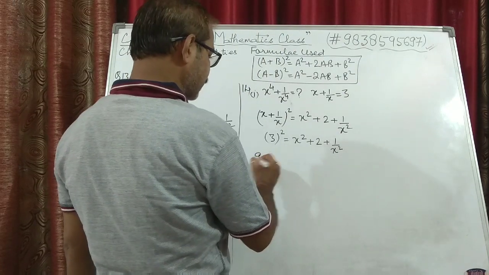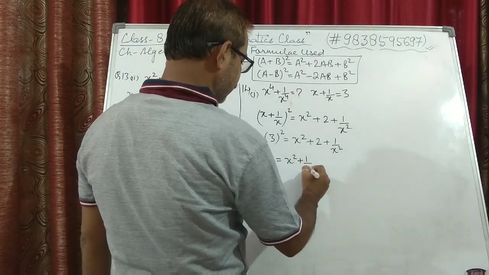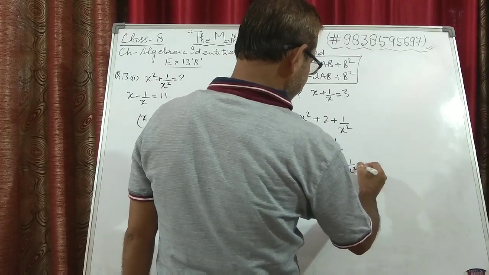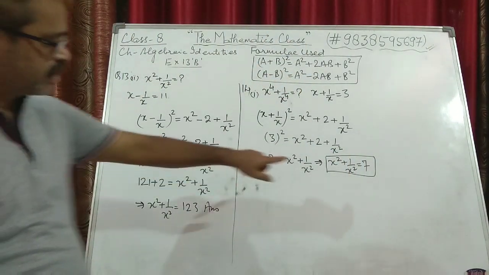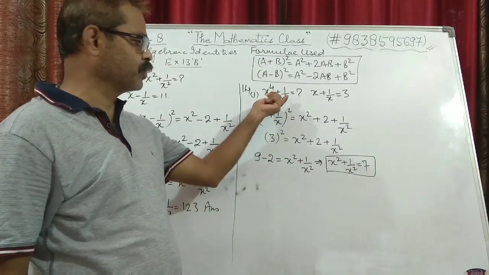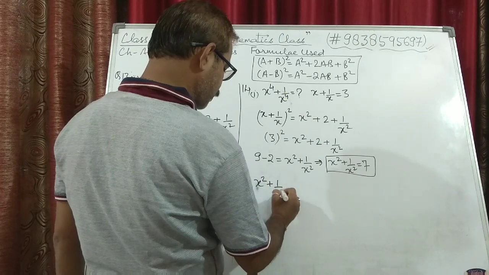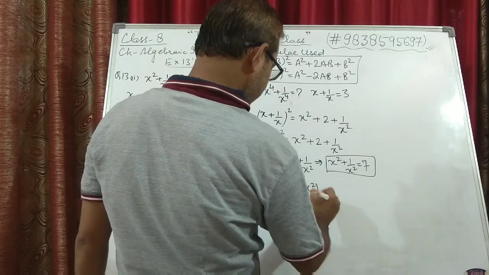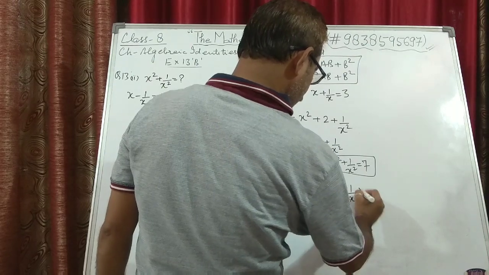3 square is 9. 2 comes to this side. 9 minus 2 is equal to x square plus 1 upon x square, which implies that x square plus 1 upon x square is equal to 7. We reached up to this step. Now again if I square, I am sure we will get something like this, because when you whole square a plus b, a square plus b square, so this we will get. It means x square plus 1 upon x square whole square will become x square whole square plus 2 plus 1 upon x square whole square.